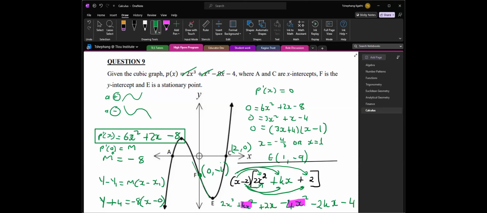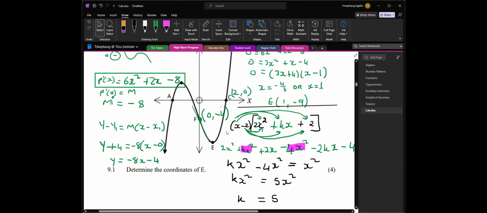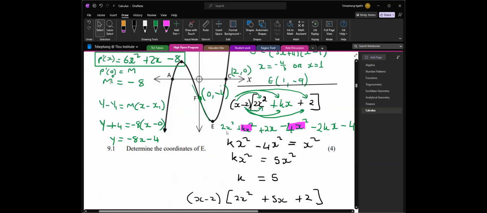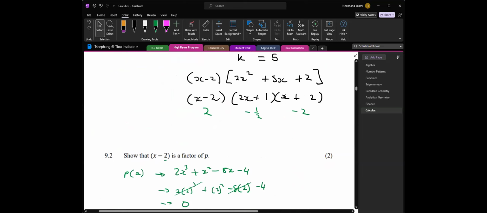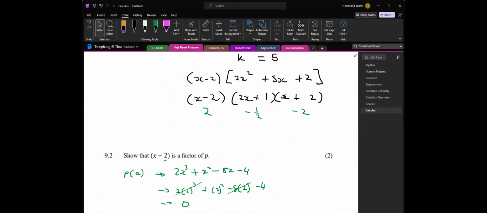Then I used y minus y1 is equal to m into x minus x1, the equation of a straight line. If you are more comfortable with y is equal to mx plus c, find the c value first, that's perfect. We are going to get the same answer at the end of the day. Then from here, all I did is I substituted the points that I had, the coordinates of F and the gradient, which is minus 8. And then there is my equation for the straight line.